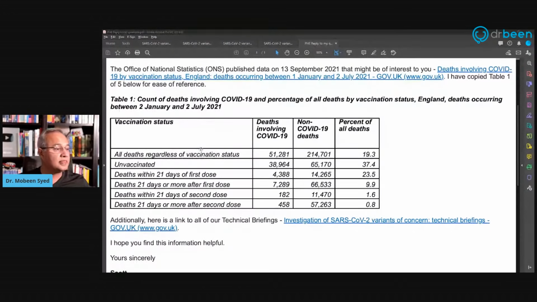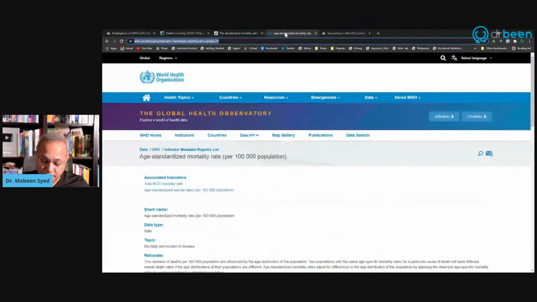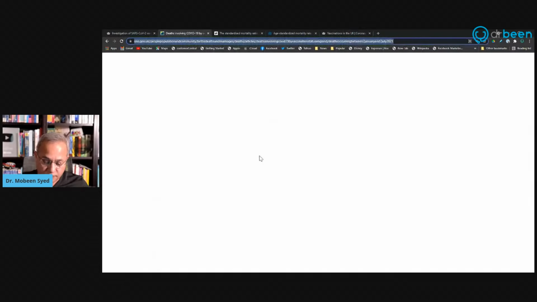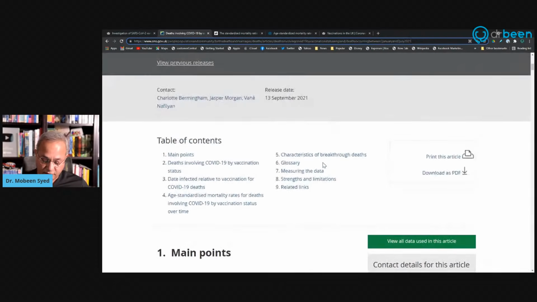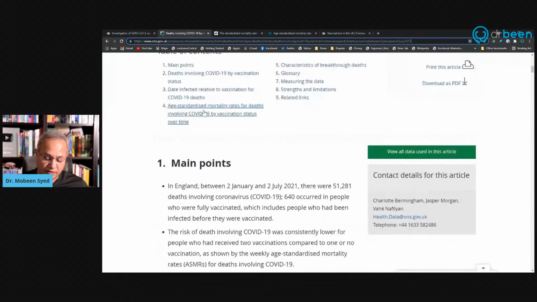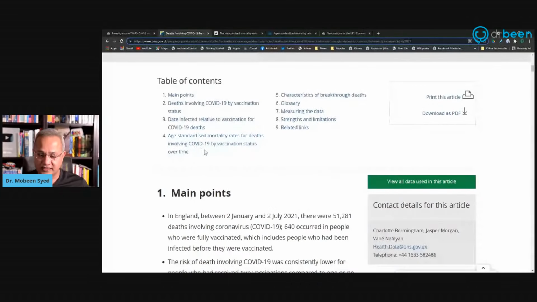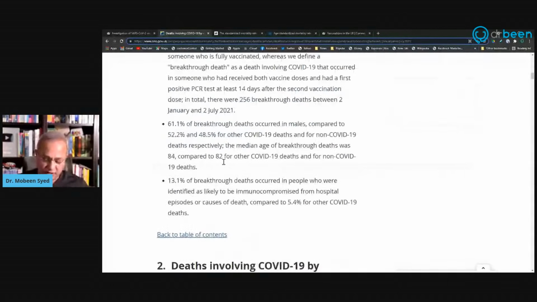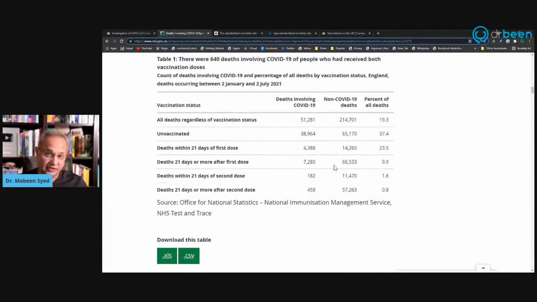Actually, let me show you that link here as well. So if we go here, I think this is the one, yes. Somehow this page always refreshes. So if I go down here, one thing to keep in mind is this point number 4 over here that says age standardized mortality rates for death involving COVID-19 by vaccination status over time. I would explain what age stratified numbers mean. But if I go down here, you would see this is the table that they referred me to.